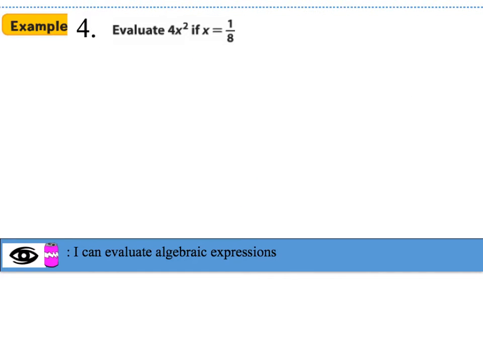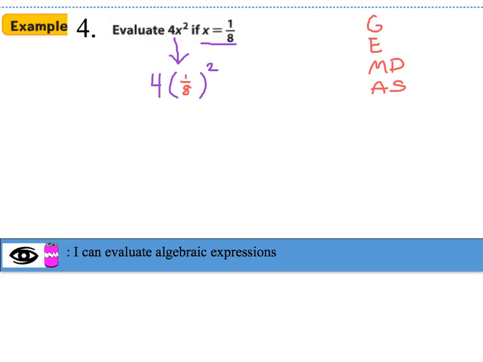For example 4, they're asking us to evaluate this algebraic expression, which is 4x to the second power, if x is equal to 1/8. So they're telling us that x is equal to 1/8, and in our algebraic expression, we can just rewrite it. So 4 parentheses to the second power. Inside the parentheses, I'm going to write 1/8 because I'm going to substitute 1/8 wherever I see x.